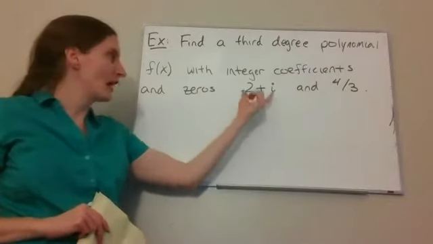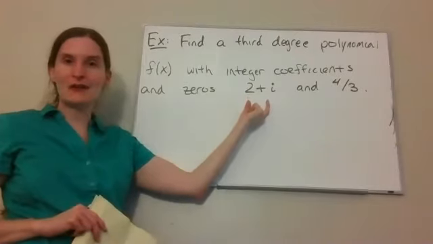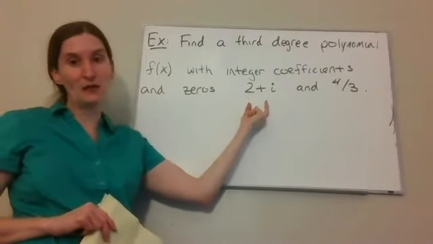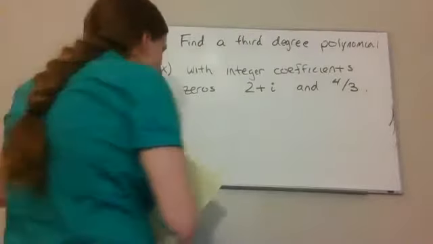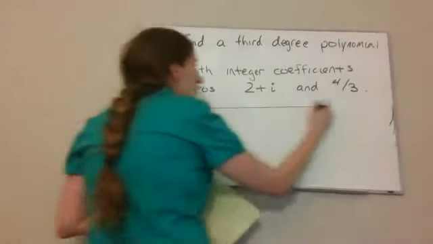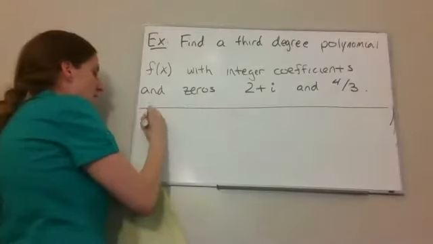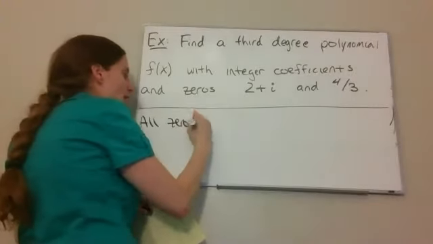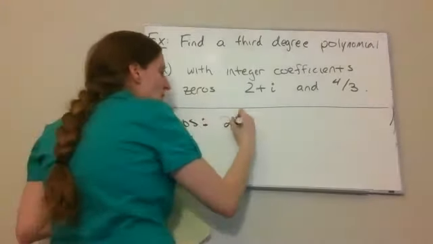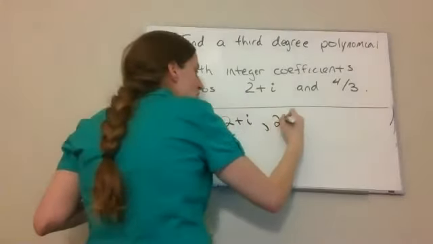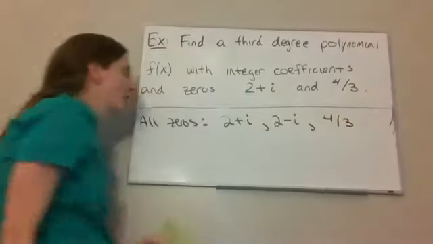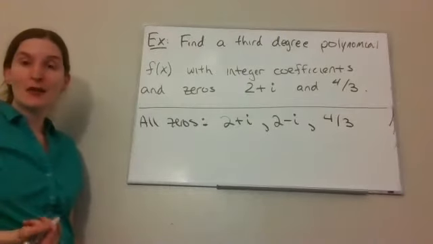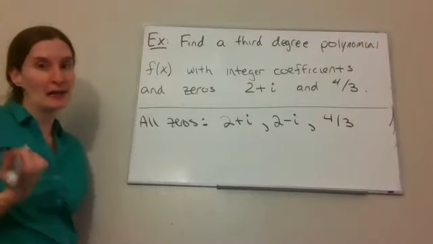Yes, because I know 2 plus i is a 0, so 2 minus i is also a 0 by my conjugate zeros theorem. So I know all of my zeros, all 3 of them are 2 plus i, 2 minus i, and 4/3. So I can start finding this polynomial by writing it in factored form.